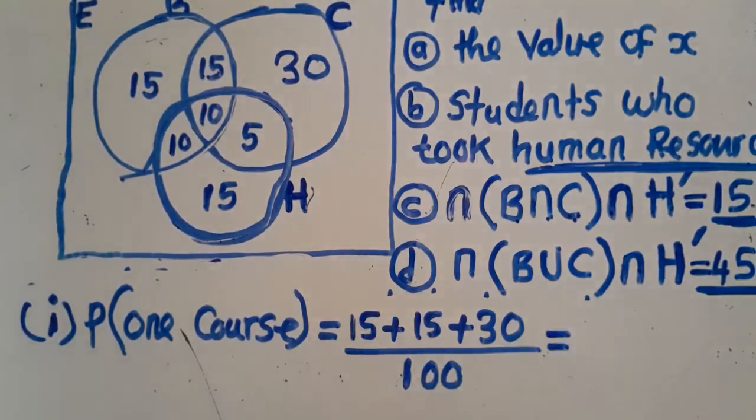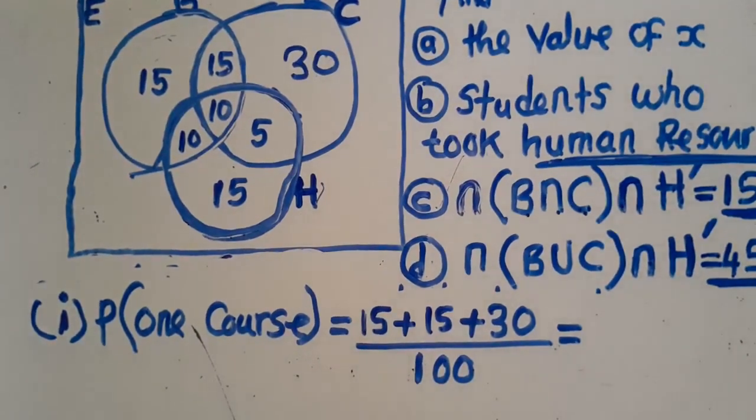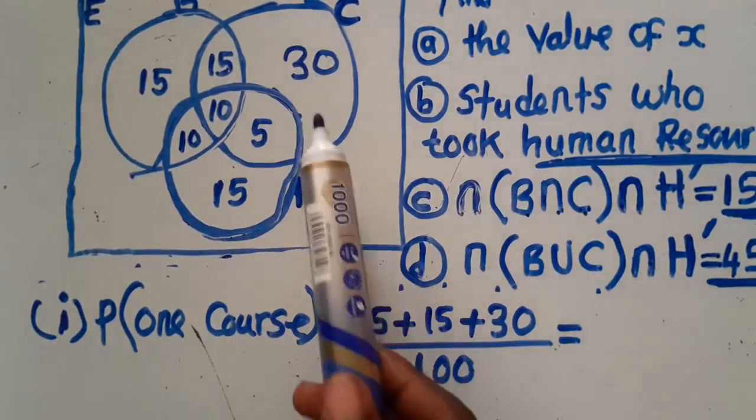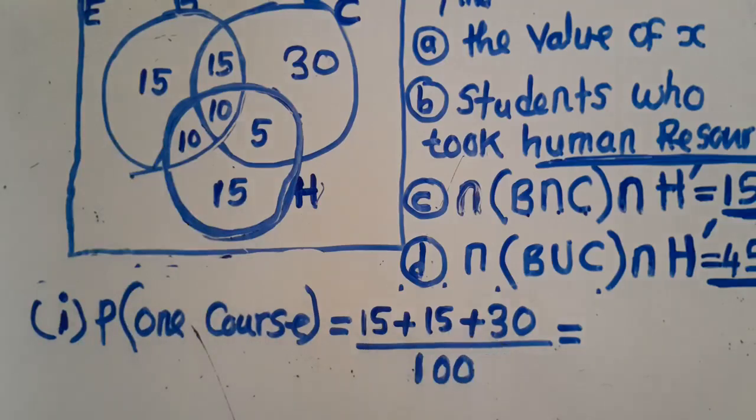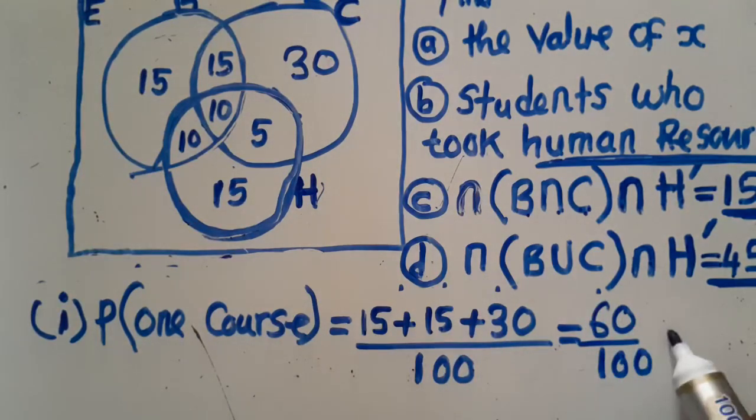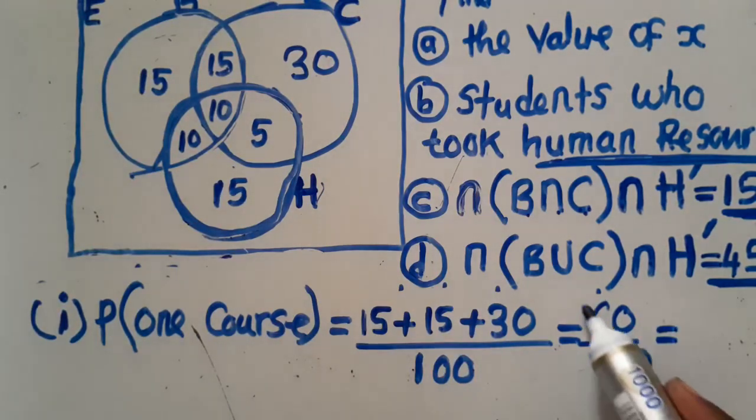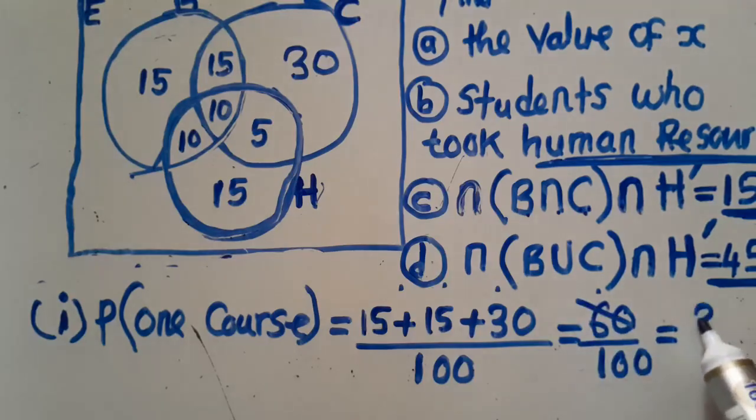This is how you get to find the probability that a student took one course. So you add those that are taking one course. How many are they? We've got 30, 15, 15. This is what I've done. What is the answer there? This is 60 over 100, which you can further reduce. 2 there, it is 3. 2 there, it is 5. So this is the probability, which is 3 over 5.